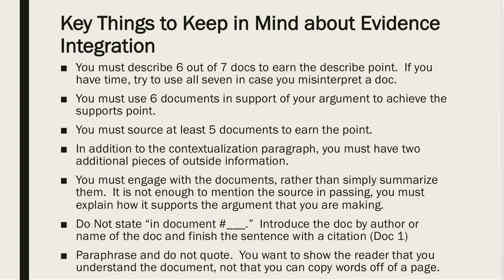You must source at least 5 documents to earn the point. That means using HIP. In addition to the contextualization paragraph, you must have 2 additional pieces of outside information. You must engage with the documents rather than simply summarizing them. It's not enough just to mention the source in passing. You must explain how it supports the argument you are making. So if you're discussing historical context in HIP, and you could talk about the background to that particular document, but you can't relate it to how it's altering the lives of women or the social and economic effects of the silver trade, it doesn't mean anything.